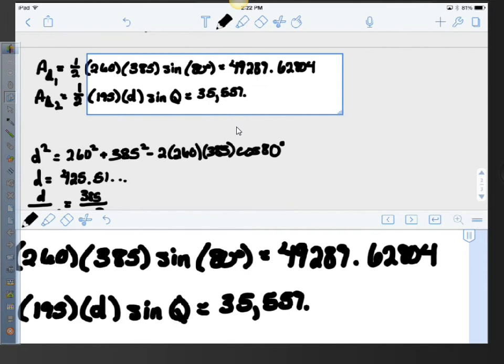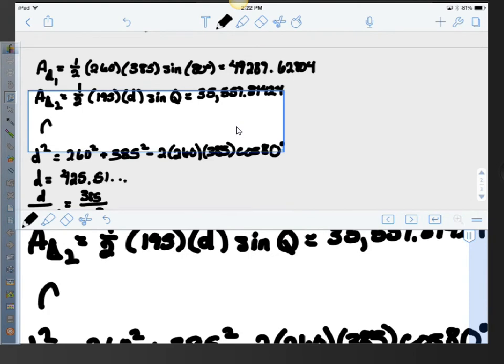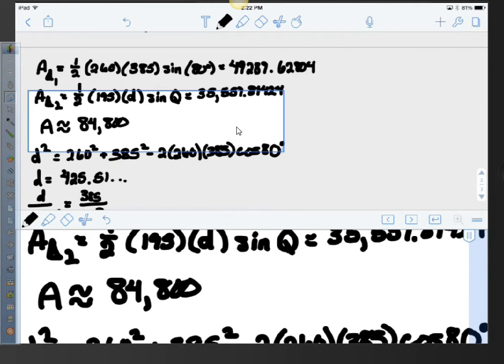And I would like this to the nearest 100 square feet. Nearest 100 square feet. Not hundredth, 100. Nearest 100 square feet. 84,800 square feet. And so notice there I did not put equals. I said it's approximately 84,800 feet.